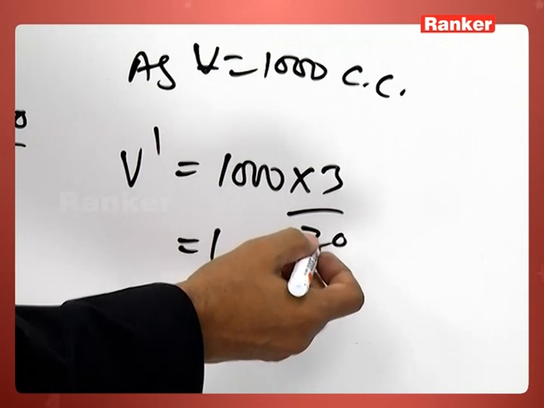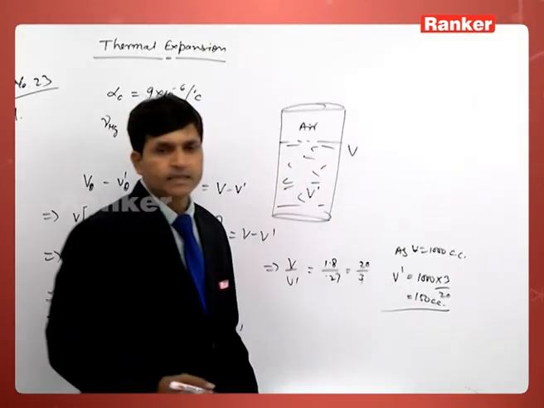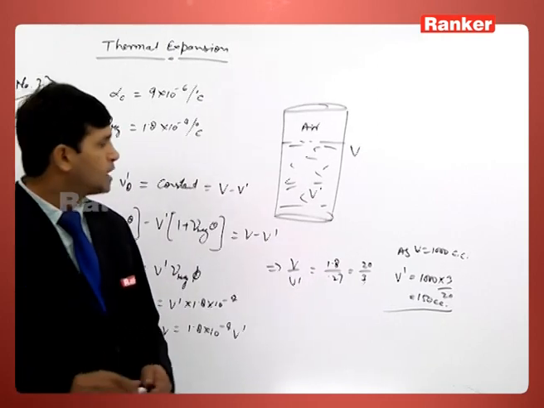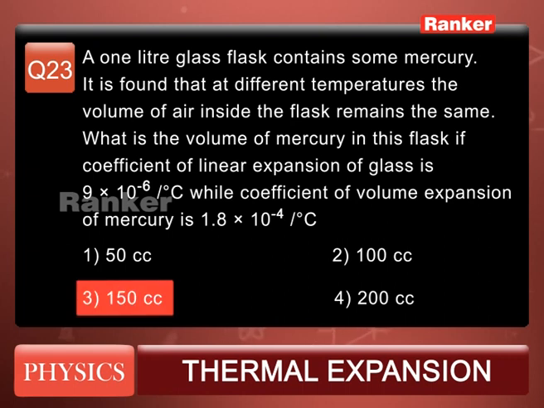0 cancel. 215 150 cubic centimeter. This is the volume of mercury. So the correct option is option number 3.